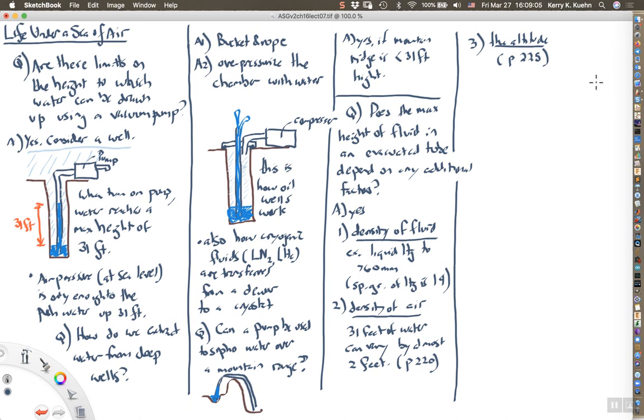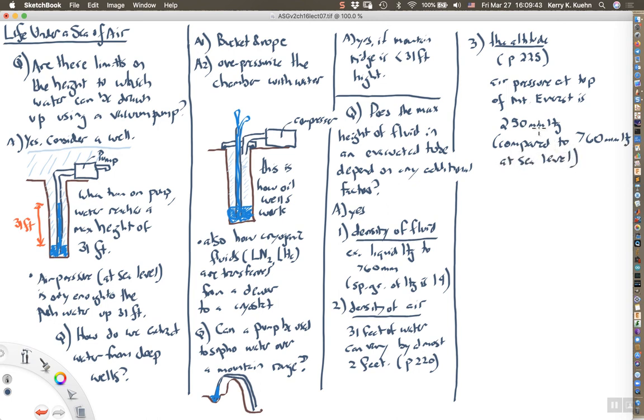To give a sense of how much the air pressure varies, I looked this up: the air pressure at the summit of Mount Everest is only enough to support about 250 millimeters of mercury. And this is compared to 760 millimeters of mercury at sea level. So in other words, the atmospheric pressure at the top of Mount Everest is about 1/3 of what it is at sea level. So that's why it's very difficult to breathe, and oftentimes people need oxygen when they're hiking up to the top of Mount Everest.